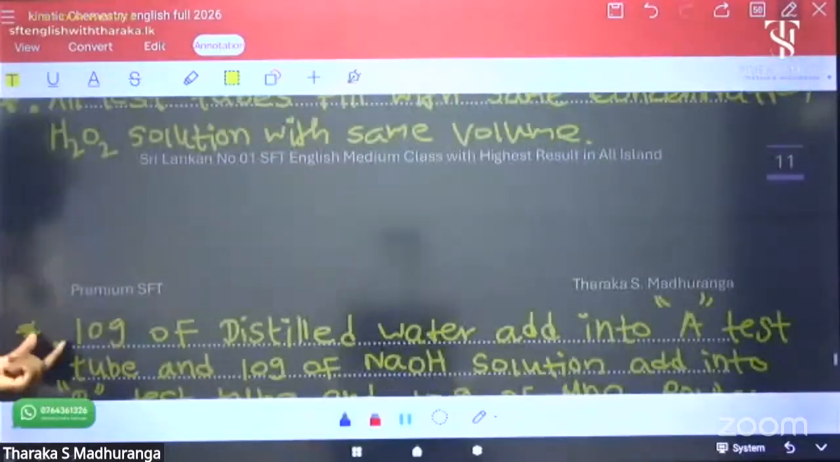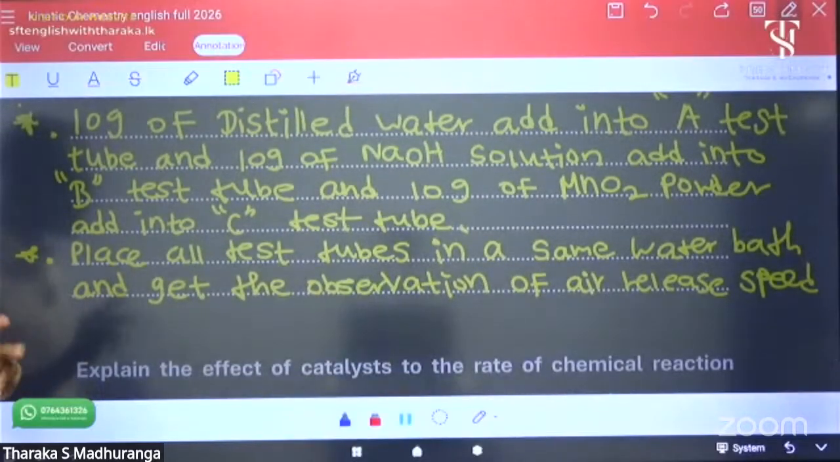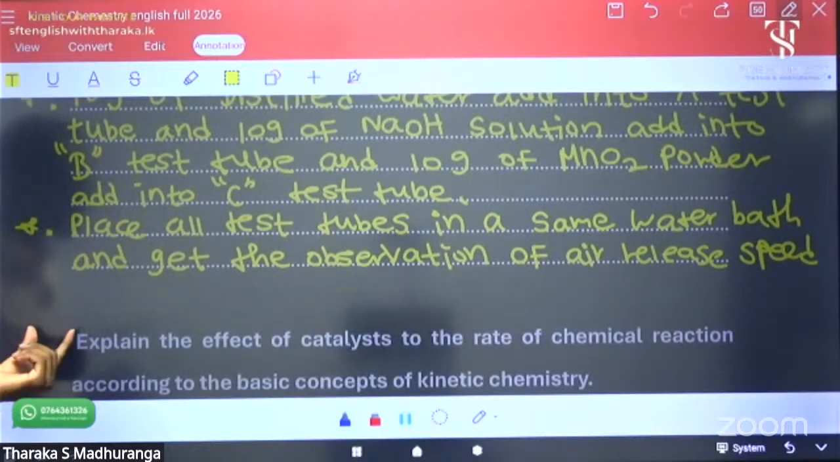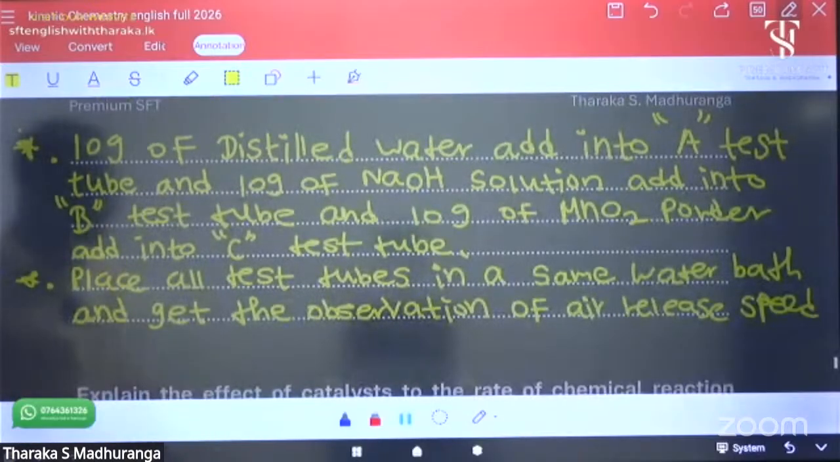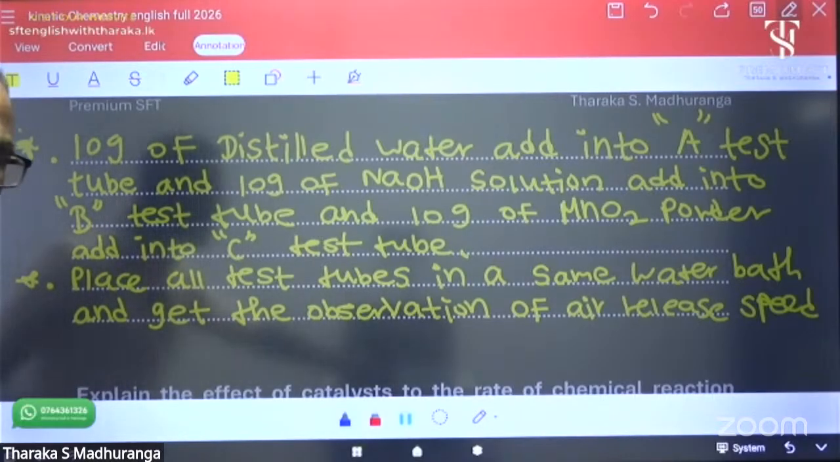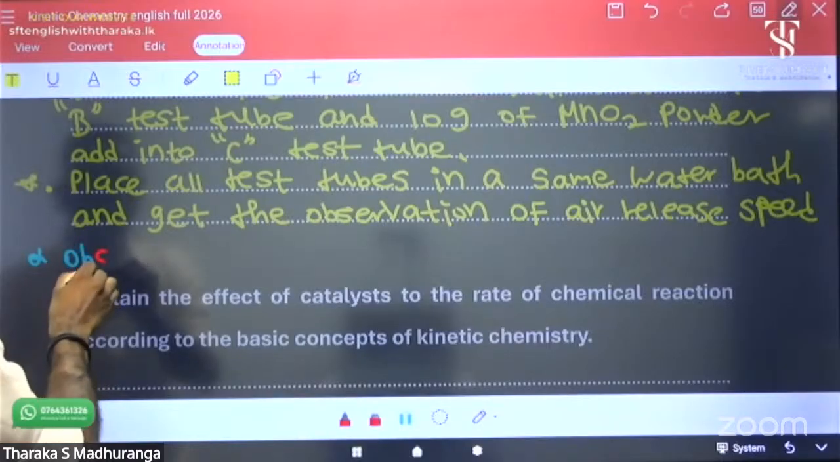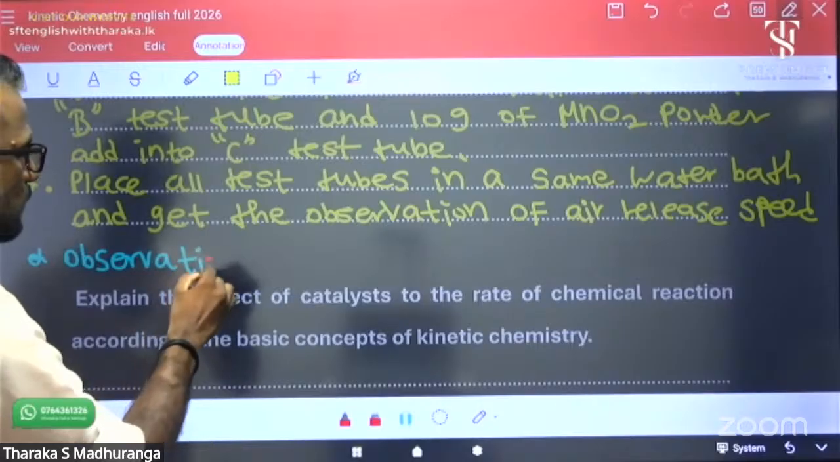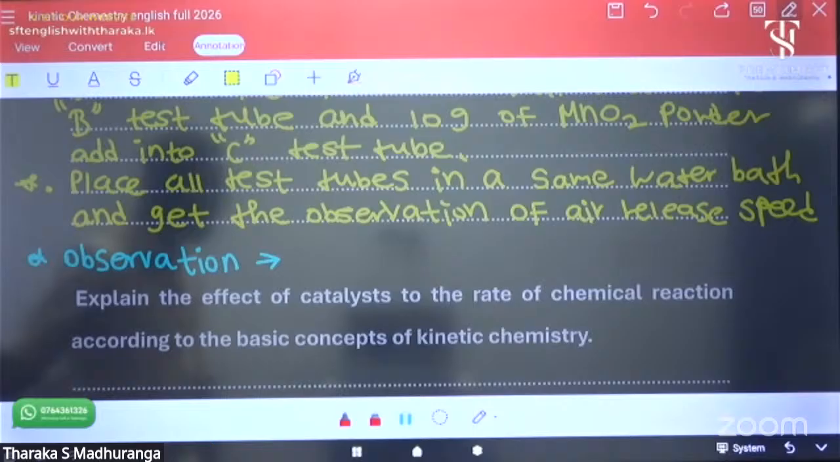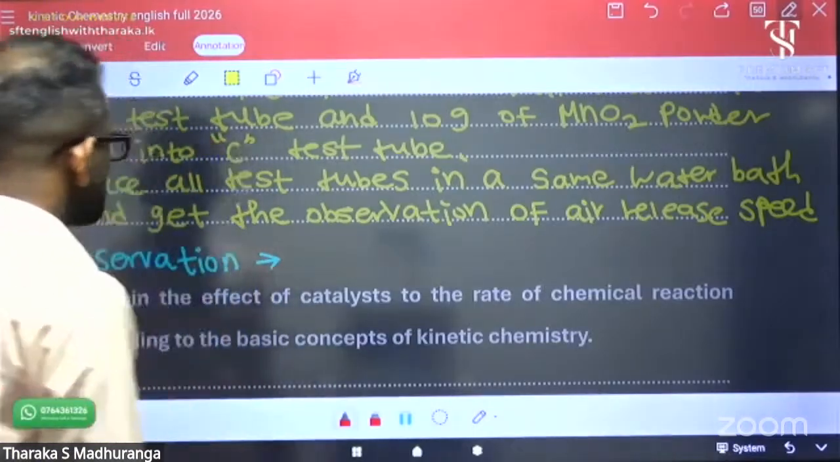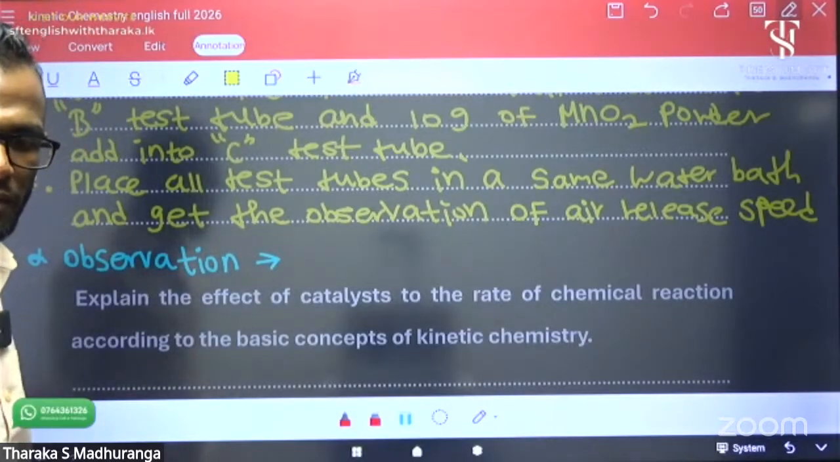Do you have more space? We need two more rows. Yes, there is. Okay, then observation. Write down the observation.